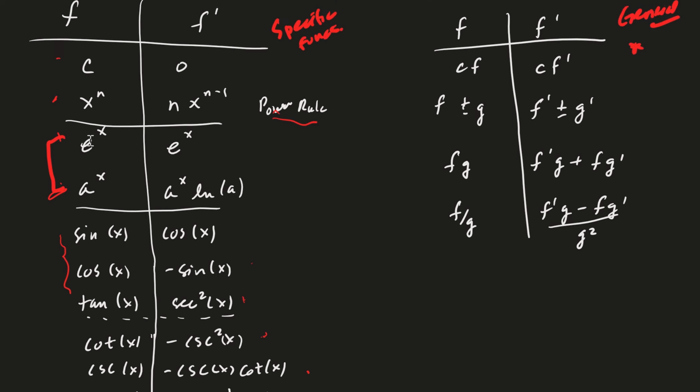Also, we have a constant. The derivative of a constant times a function is the constant times the derivative of the function. The derivative of a sum or difference is the sum or difference of the derivatives. This is the product rule. The derivative of f times g is f prime times g plus f times g prime. And then the derivative of the quotient, f divided by g, is f prime times g minus f times g prime, divided by g squared. Good. Okay, so if you don't have these memorized yet, you might use some flashcards and get them memorized.